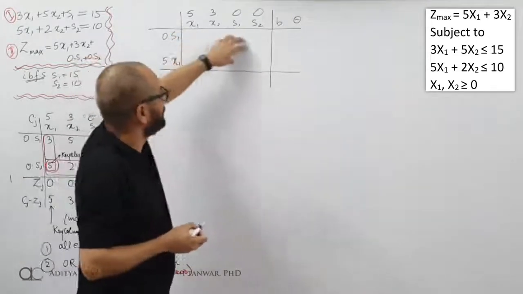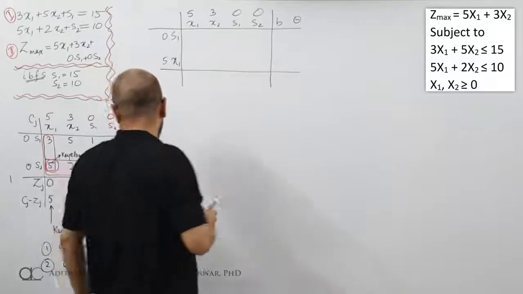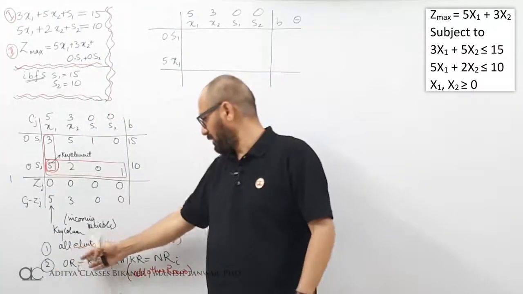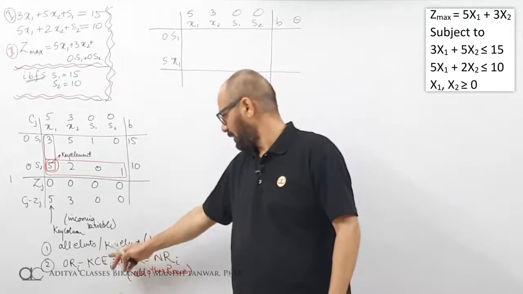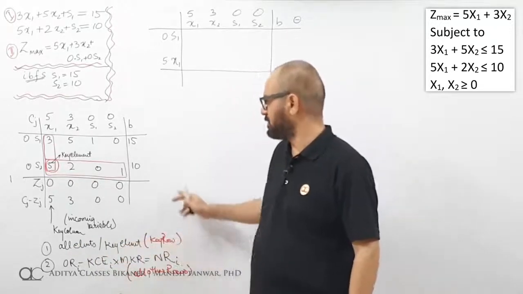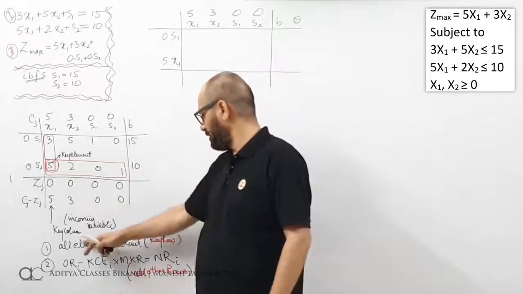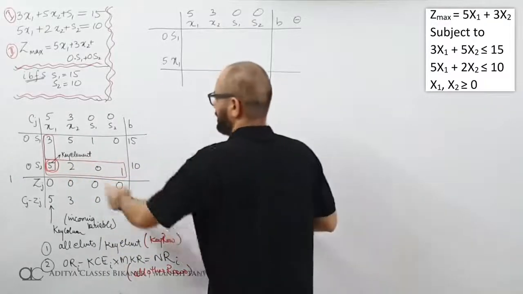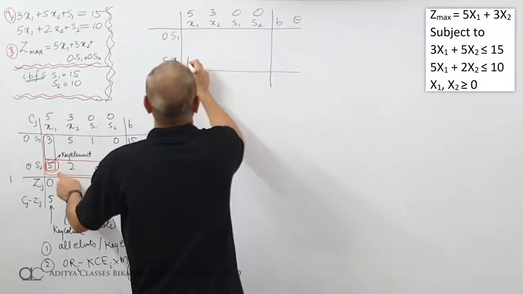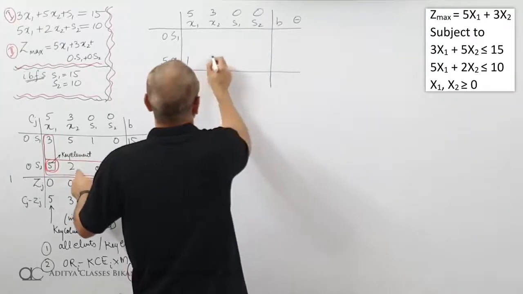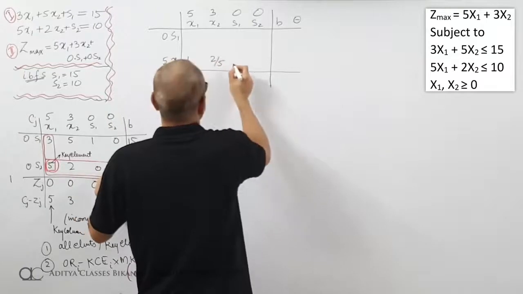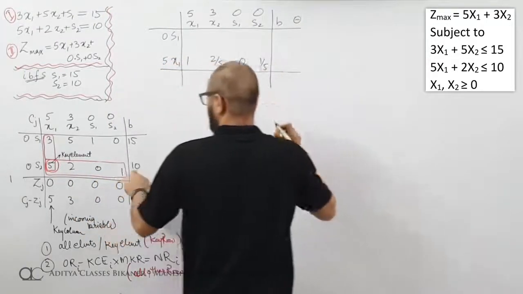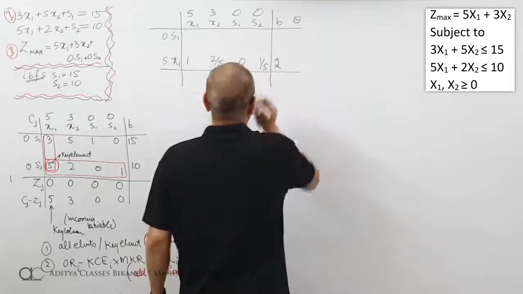Now we can find out the remaining values. What is the rule for the remaining values? Here we have our rules. For the key row, all elements should be divided by the key element. This is my key row. All elements should be divided by the key element. 5 divided by 5, 1. 2 divided by 5, 2 by 5. 0 divided by 5, 0. 1 divided by 5, 1 by 5, and 10 divided by 5, 2.